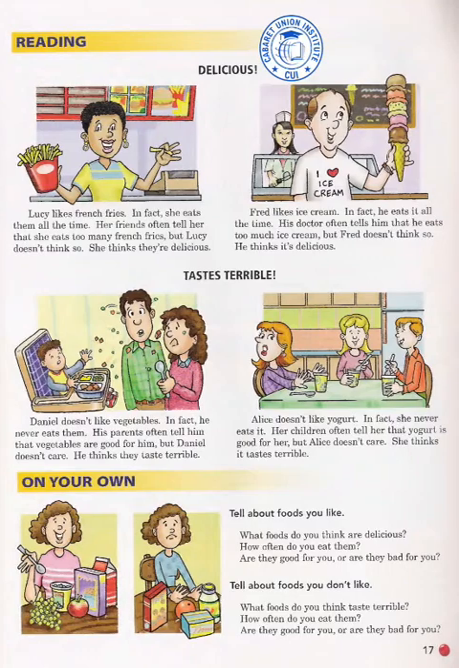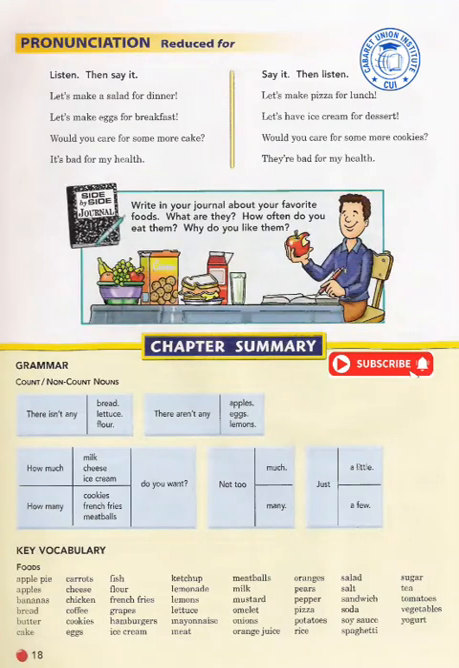Page 18. Pronunciation. Reduced for. Listen, then say it. Let's make a salad for dinner. Let's make eggs for breakfast. Would you care for some more cake? It's bad for my health.